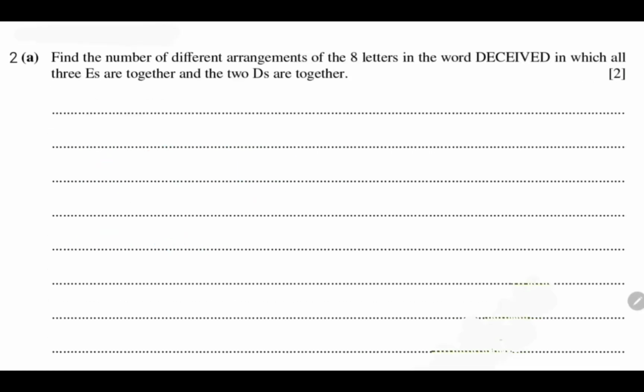This is question number 2. Find the number of different arrangements of the 8 letters in the word DECEIVED in which all 3 E's are together and the 2 D's are together. All 3 E's are together, it means there are 3 E's and 2 D's. Remaining we have C, I, V. Total 3 plus 2 is 5, plus 3 is 8. So a total of 8 letters are there.